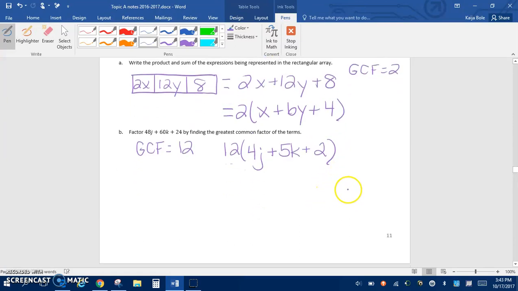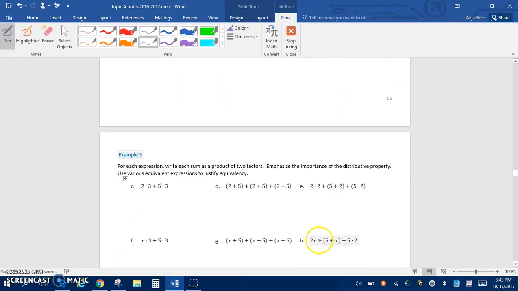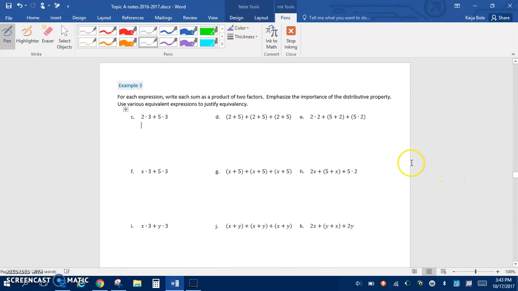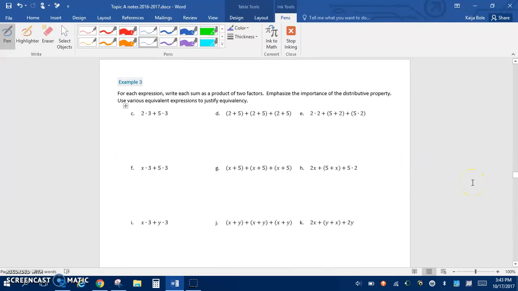Alright, so we're going to flip over to the next page now. And this says for each expression, write each sum as a product of two factors. Emphasize the importance of the distributive property and use various equivalent expressions to justify. Okay, so they want us to write it as a product of two factors. That means we're going to factor something out. So here we're looking for what they have in common. So in part C, both terms share a 3, so that's what we're going to take out. So we take out the 3, so that means we are only left with 2 and then plus 5.